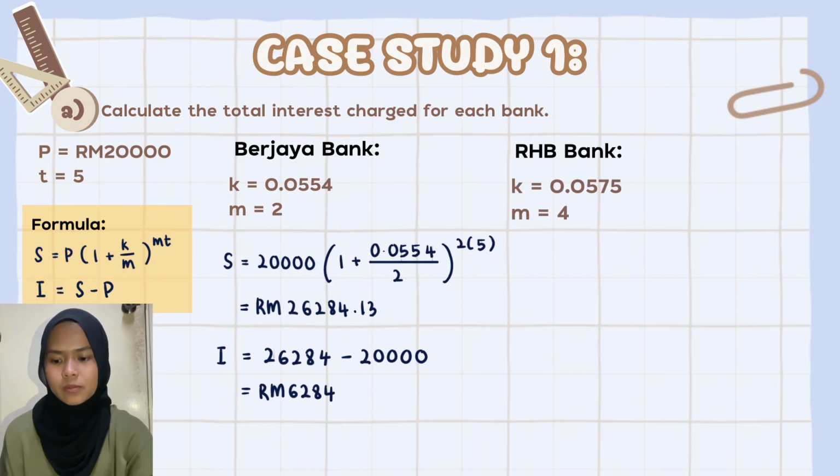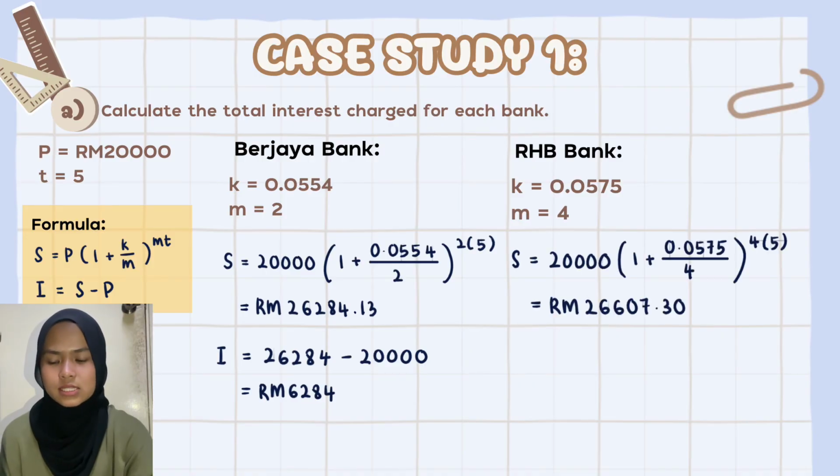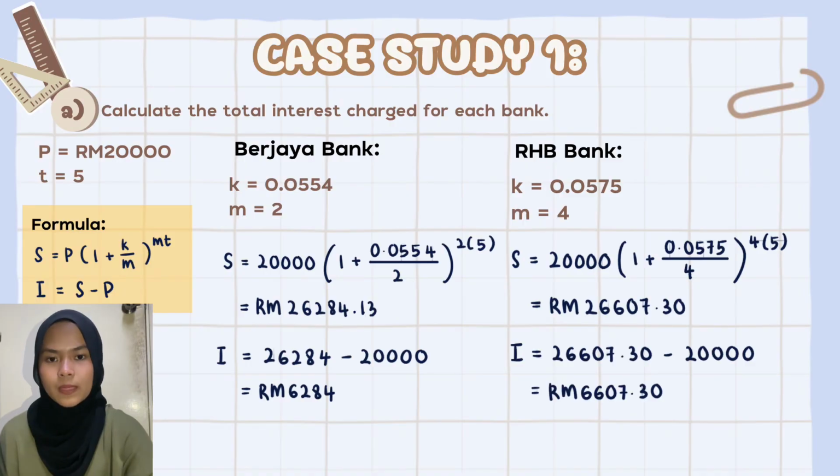Same goes to the RHB Bank. So here the K is equal to 0.0575 and the M is equal to 4 because it's compounded quarterly, means 4 times in a year. Then we insert the information into the formula to find S and we will get 26,607 ringgit and 30 cents. Next, we insert the S and P into the I formula and we will get 6,607 ringgit and 30 cents for the total interest charge for RHB Bank. That's all for question 1A.